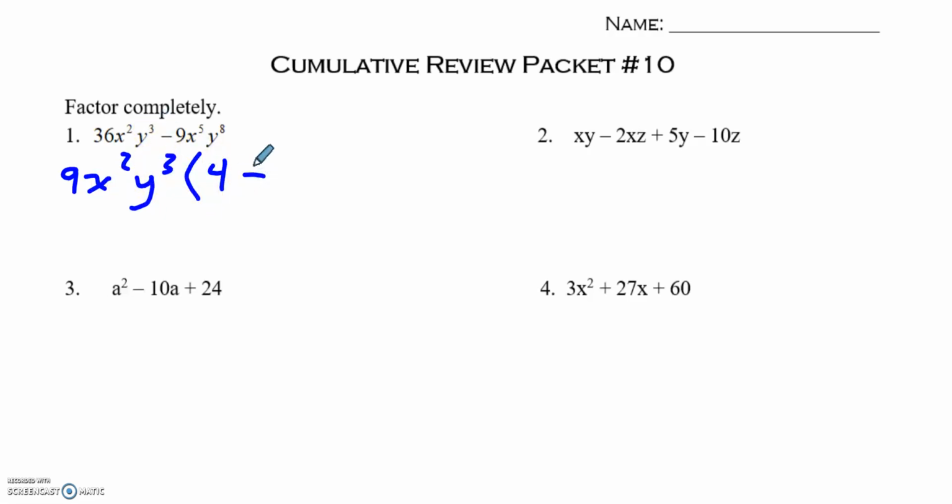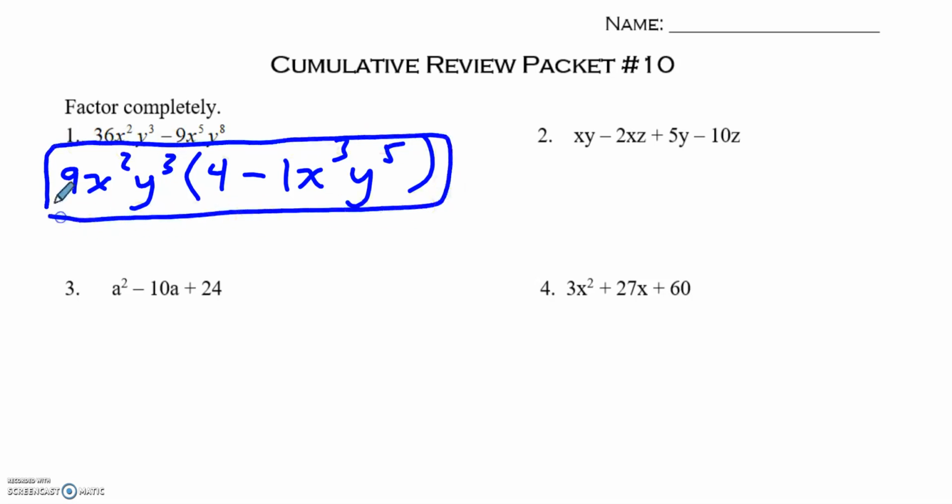So then I have minus. 9 divided by 9 is 1. 2x's out of 5 is 3. 3y's out of 8 is 5. So then I look at what I'm left with. Am I left with 4 terms? Can I group? No. Am I left with a trinomial, highest power of 2? No. So I'm done here. All I can do is take out a GCF.